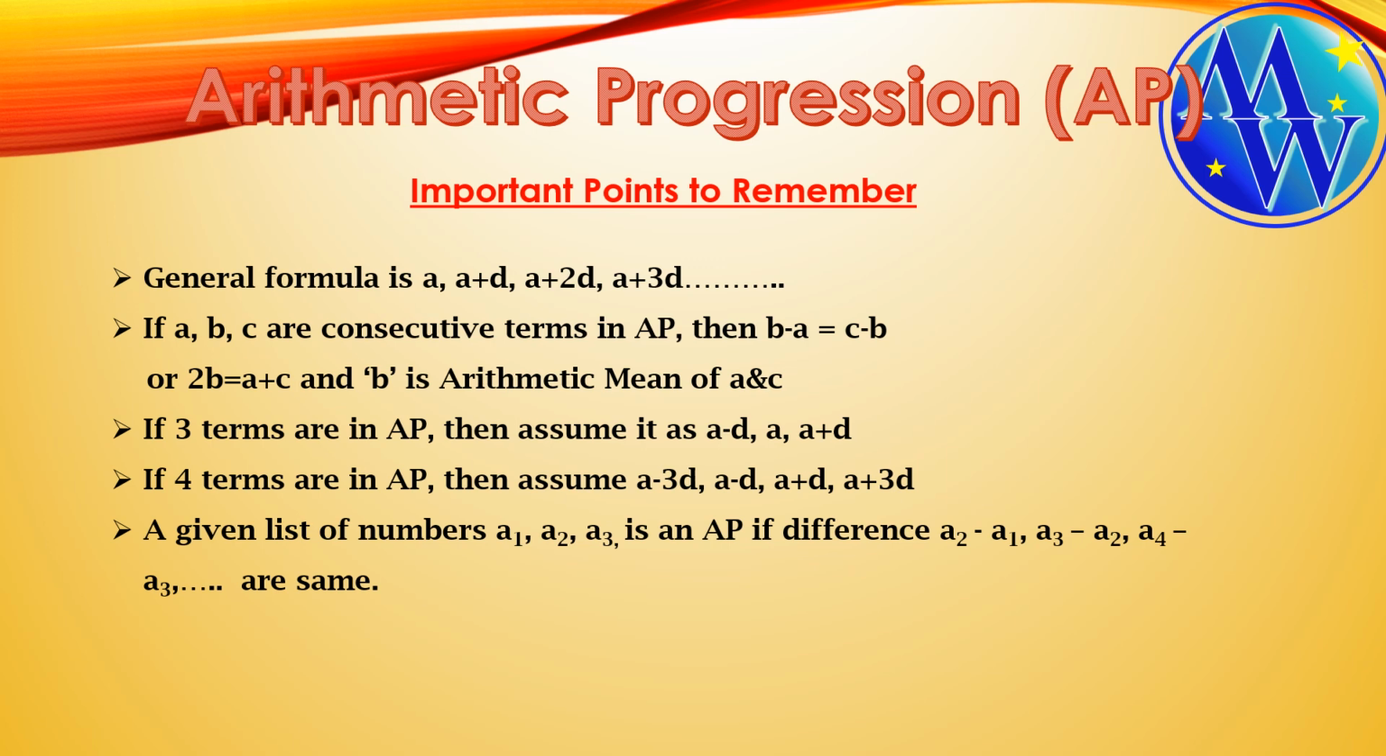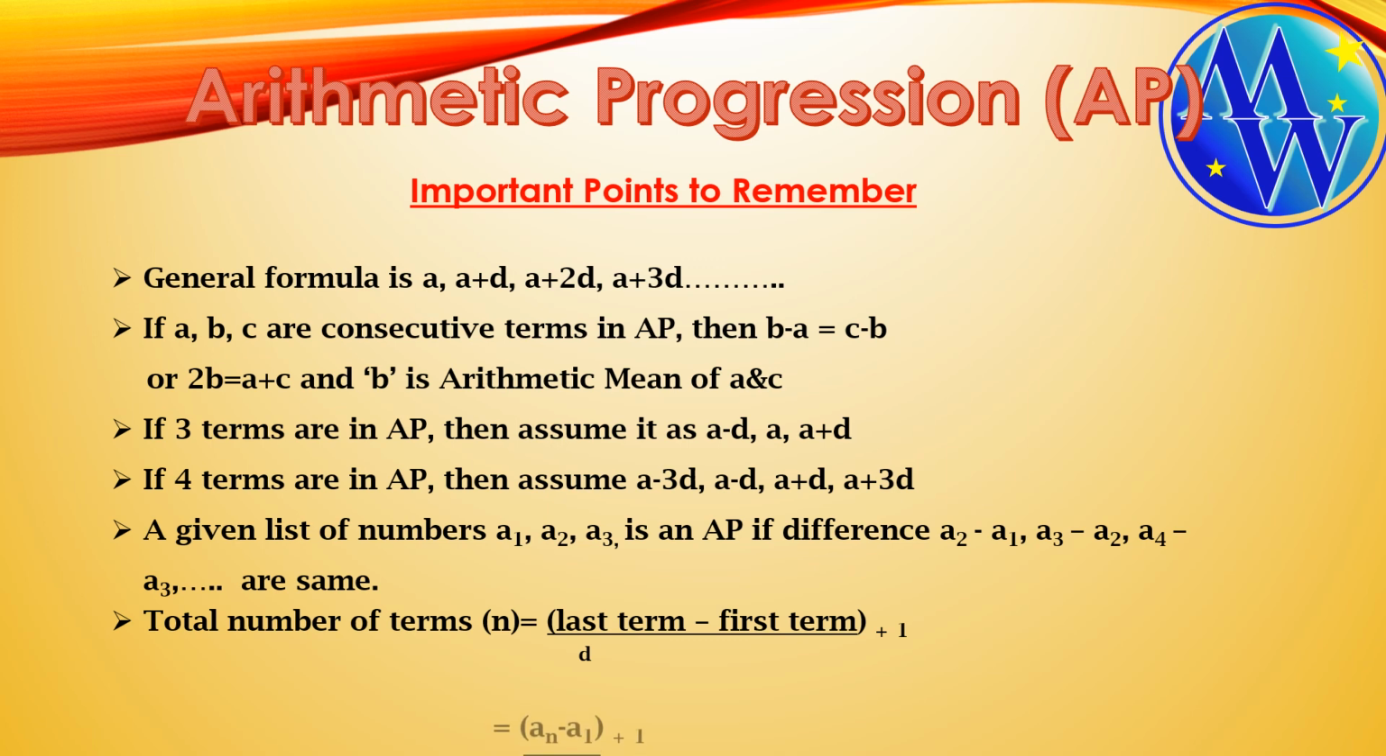The next, a given list of numbers a1, a2, a3, etc. is an AP if the differences a2 minus a1, a3 minus a2, a4 minus a3, etc. are the same. Next one is the total number of terms n of an AP equals the last term minus first term, whole divided by d, plus 1, or simply we can write n equals (an minus a1) divided by d, plus 1. These are the important points to remember. Always remember these points. It will help you to solve all the problems of AP.